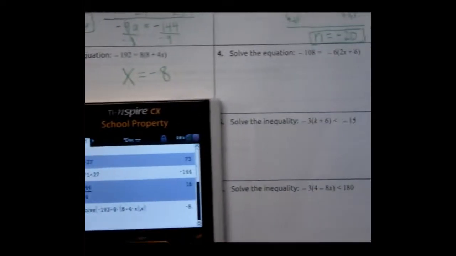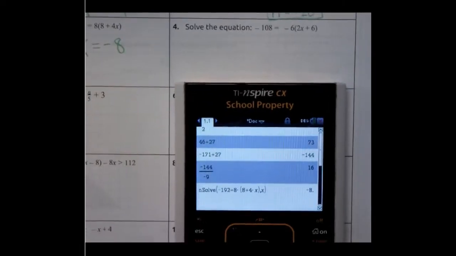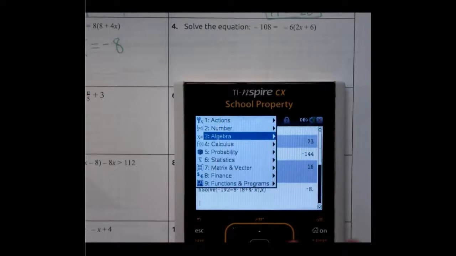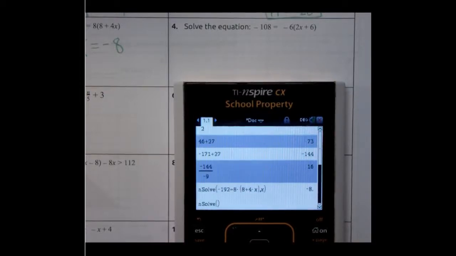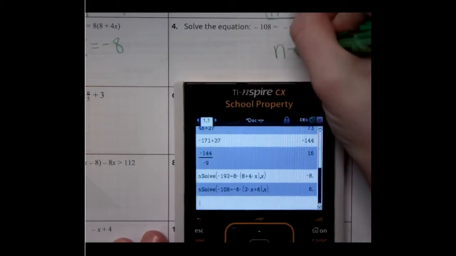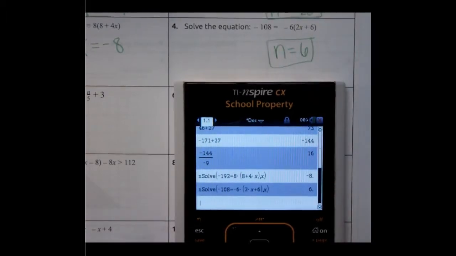Let's try one more in INSOLVE, and you should be good for 1 through 4. So once again, the steps for INSOLVE. You're going to hit menu, algebra, numerical solve, and I'm going to type this in exactly as I see it. Oh, typed it in wrong. -108 equals -6 parenthesis 2x plus 6 parenthesis. I have to add the comma and the x at the end because I used an x in my problem. and you get n equals 6. Good luck, you can do it!